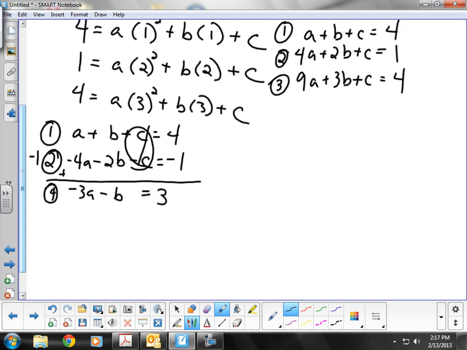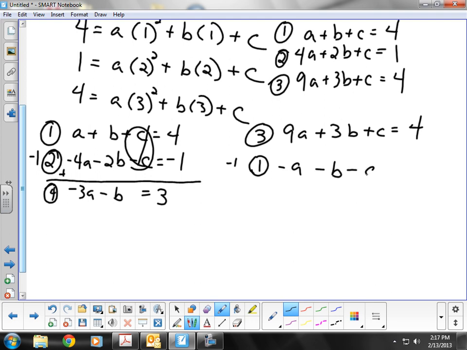Now, I've used 1 and 2. I must use 3. 9a plus 3b plus c is equal to 4. And I've got to get rid of c, right, for this to work. But it doesn't matter if I use 1 or 2. So which one do y'all want to use? 1, because it's the easy one. And so we're going to do negative 1 times 1. So I get negative a minus b minus c equals negative 4.